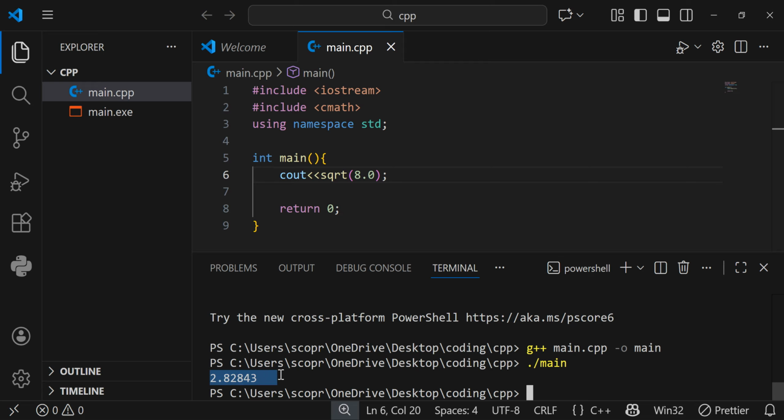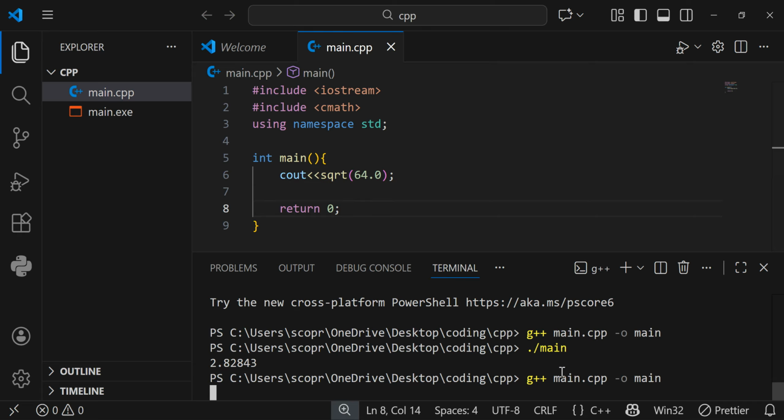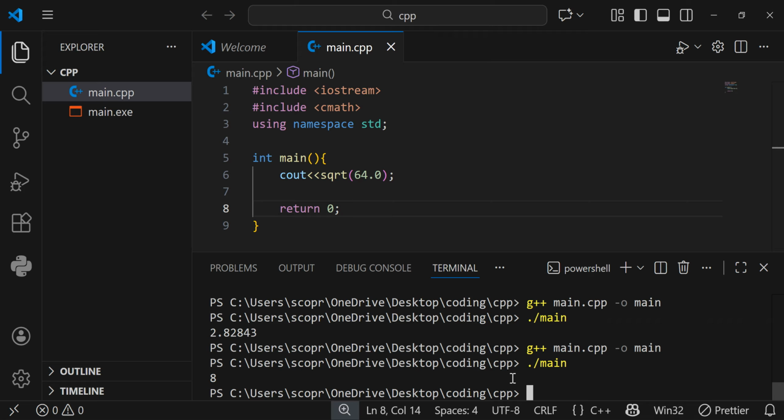So the square root of 8.0 is 2.82843. If we change to 64, because we know the square root of 64 is 8, and we compile and run, as you can see, we get 8. So sqrt(64) calculates the square root of 64, and the output we get is 8. The sqrt function always returns a double value.